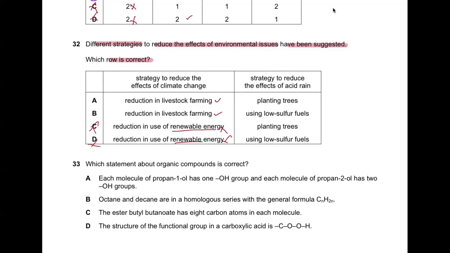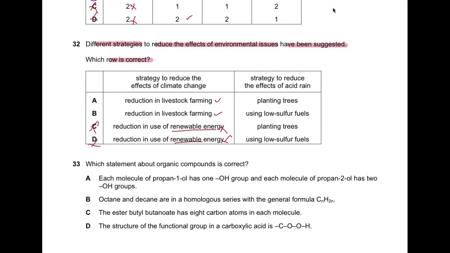Which statement about organic compound is correct? Okay. Each molecule of propan-1-ol has one OH group and each molecule of propan-2-ol has two OH groups. No, it doesn't have two OH groups. It has an OH group on the second carbon. Octane and decane are in the homologous series with the general formula CnH2n. And if you see it's ane and ane, so it means the homologous series has a general formula of CnH2n+2. So B goes wrong.